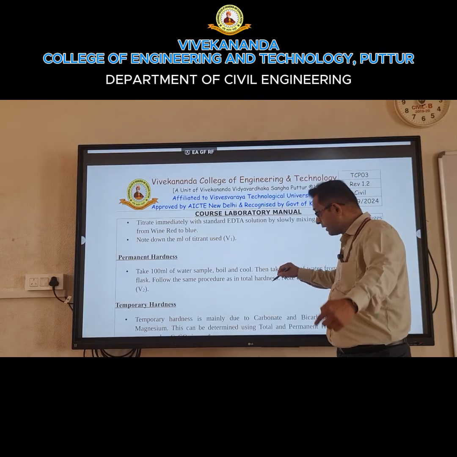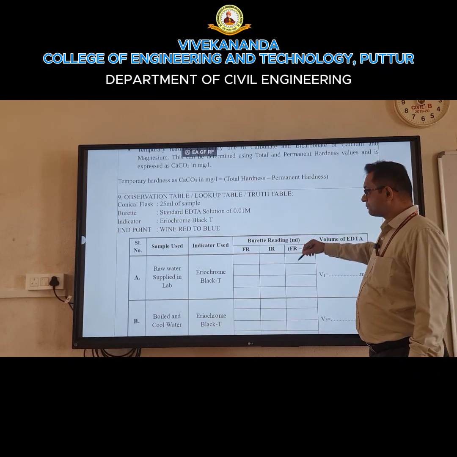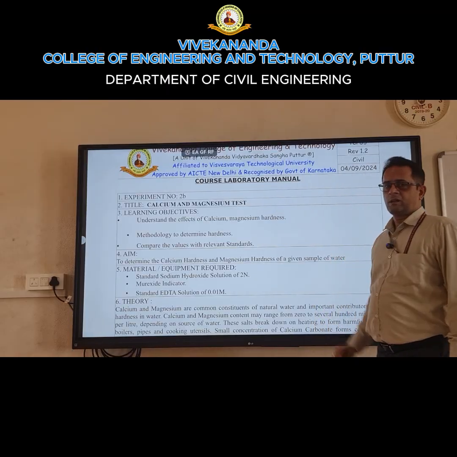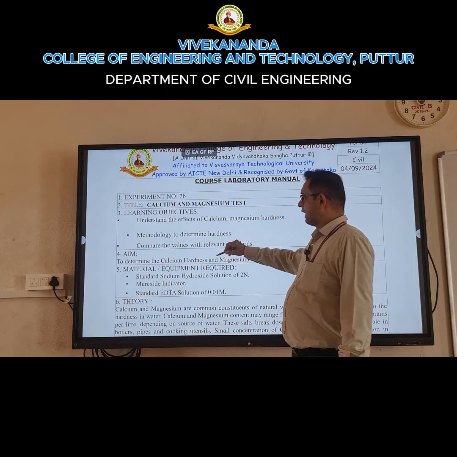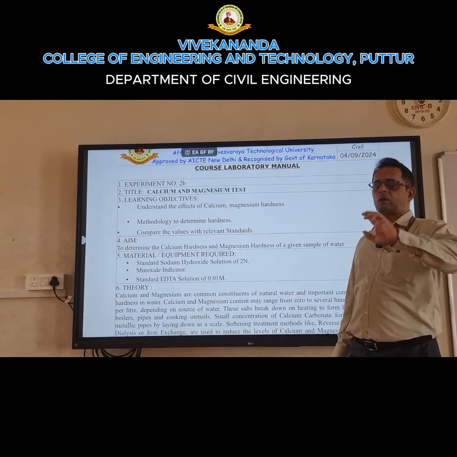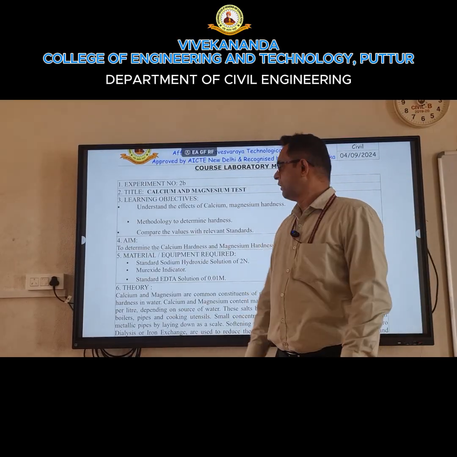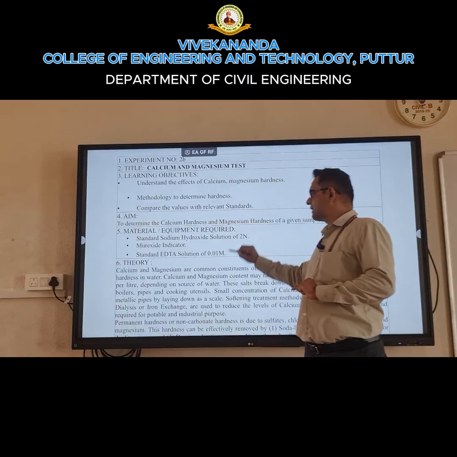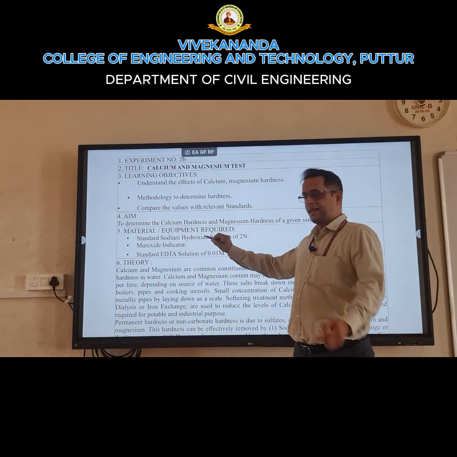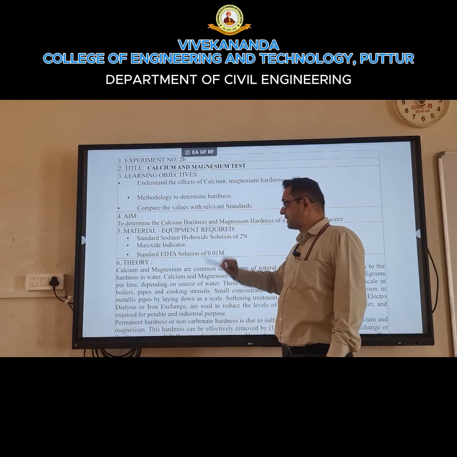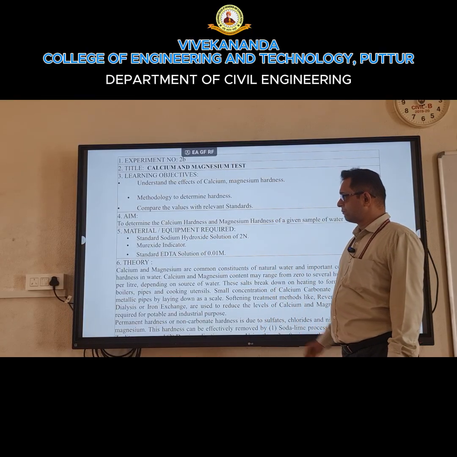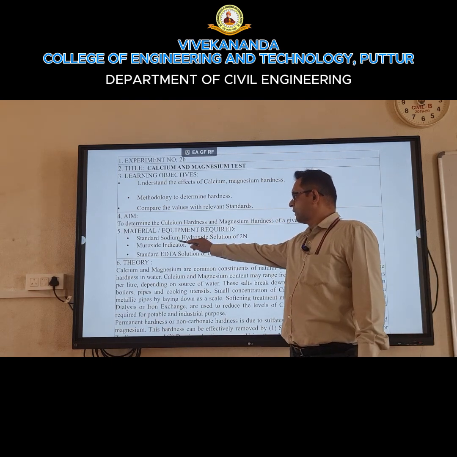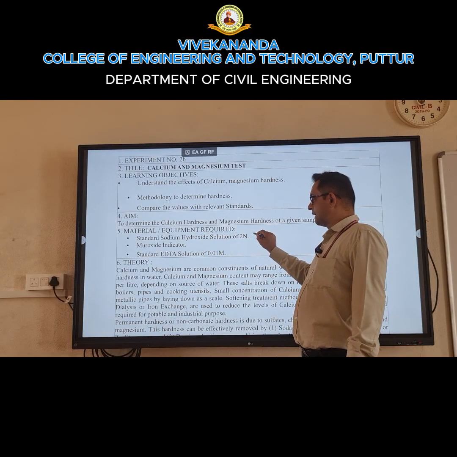In the next part, we will see how to find out the calcium and magnesium in the hardness. First, I have to go for the total hardness, whatever the procedure we have repeated. But the chemicals required for calcium and magnesium hardness is once again EDTA solution, but now the indicator is changed, that is Murexide indicator, and the buffer solution I will take standard sodium hydroxide solution, that is 2 normal.